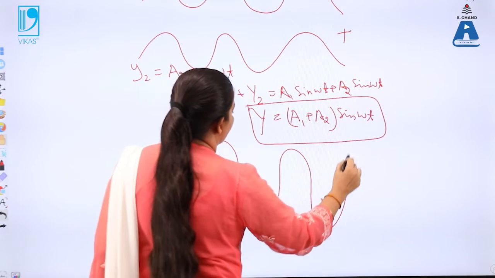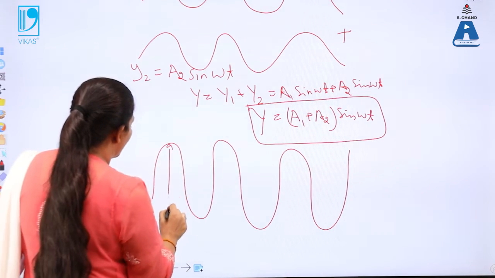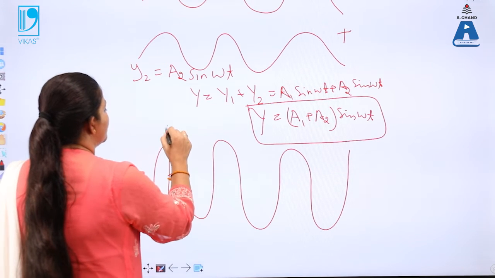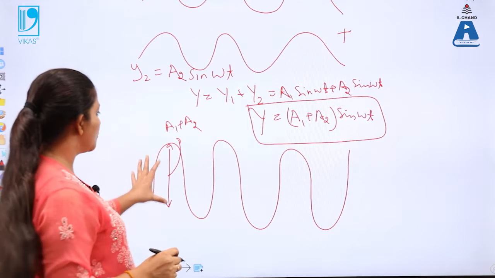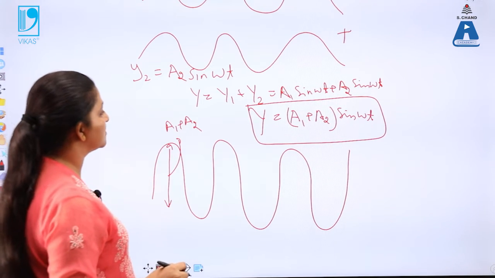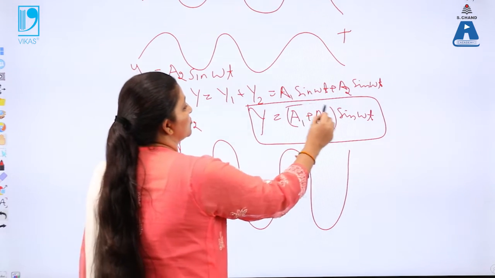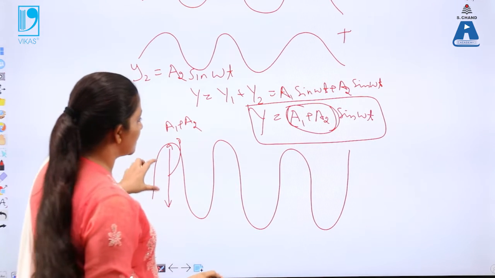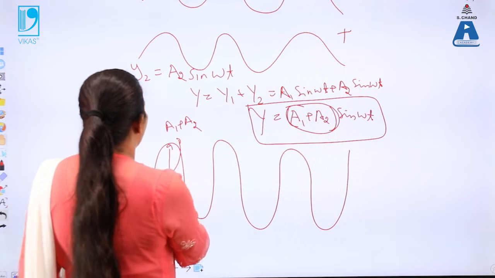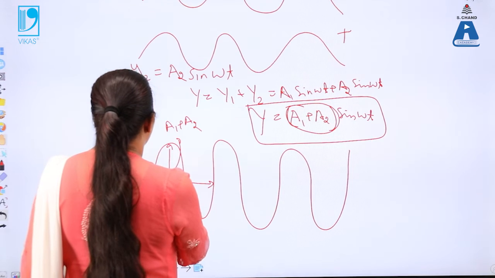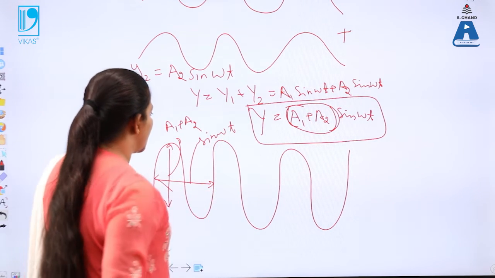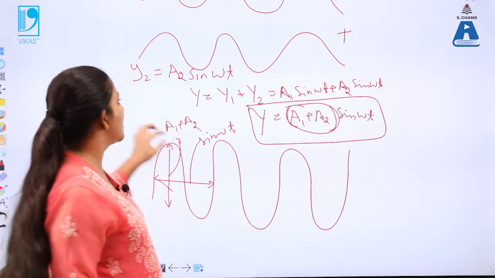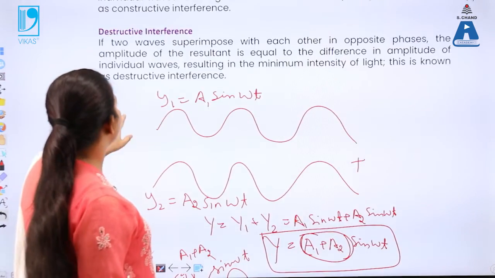So that is the resultant wave, means this amplitude equals the summation of both amplitudes, a1 plus a2. So this is known as the constructive interference. So the resultant amplitude will be equal to the sum of these two, while the phase, sin omega t, is the same as that of the individual waves. So this is called constructive interference.